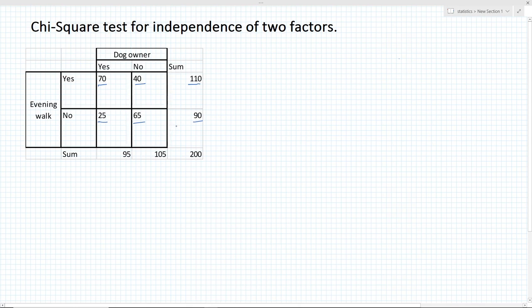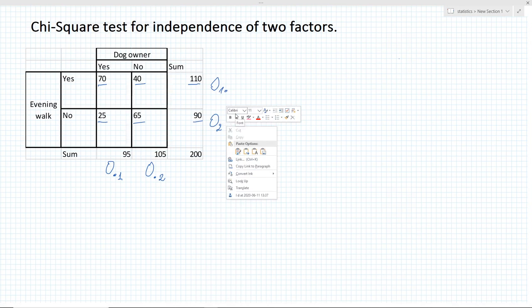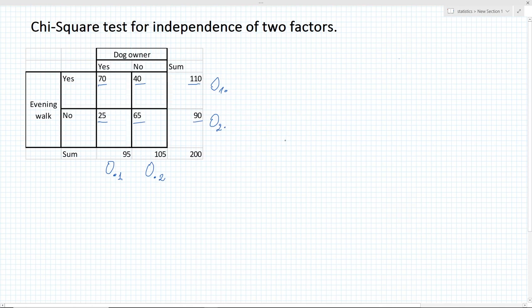Now you see the sum of the first column is equal to 95, which is how many people had dogs, and the sum of the second column is 105, which is how many people didn't have a dog. And the sum of the first line is 110, which is how many people were going for evening walks in total, and the sum of the second row is 90, which is the number of people who were not going for evening walks. Now when you observe the table, you see that most of the people who had dogs were also going for regular evening walks, and people who didn't have dogs were more likely to not go for evening walks.